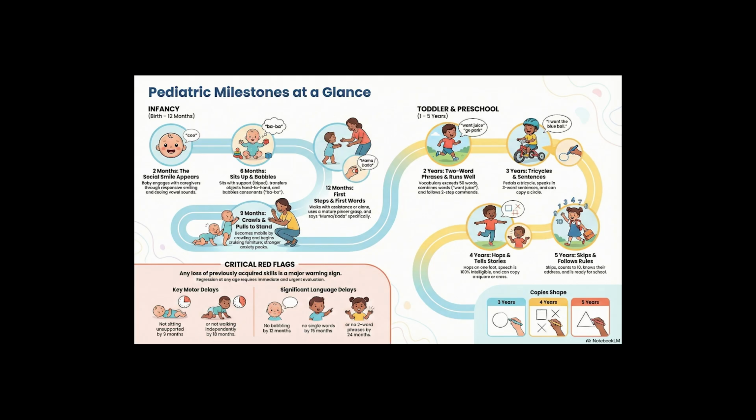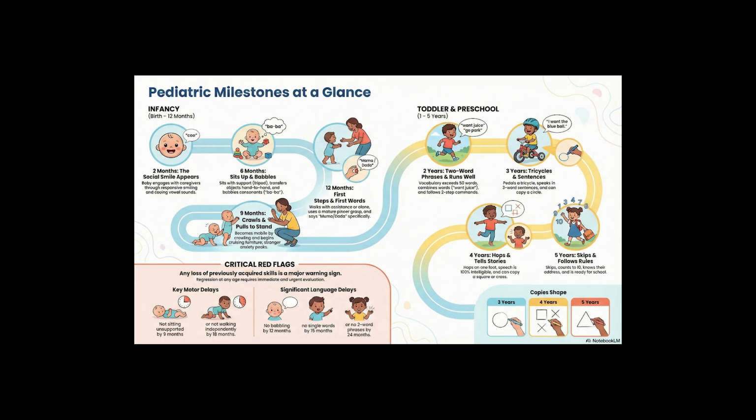Language at this point is pretty simple. It's cooing, just pure vowel sounds. Ooh, oh. And the social star of the show: the responsive social smile. It's the anchor of the 2-month visit. It shows they're processing social cues. It's the start of that parent-infant bond.